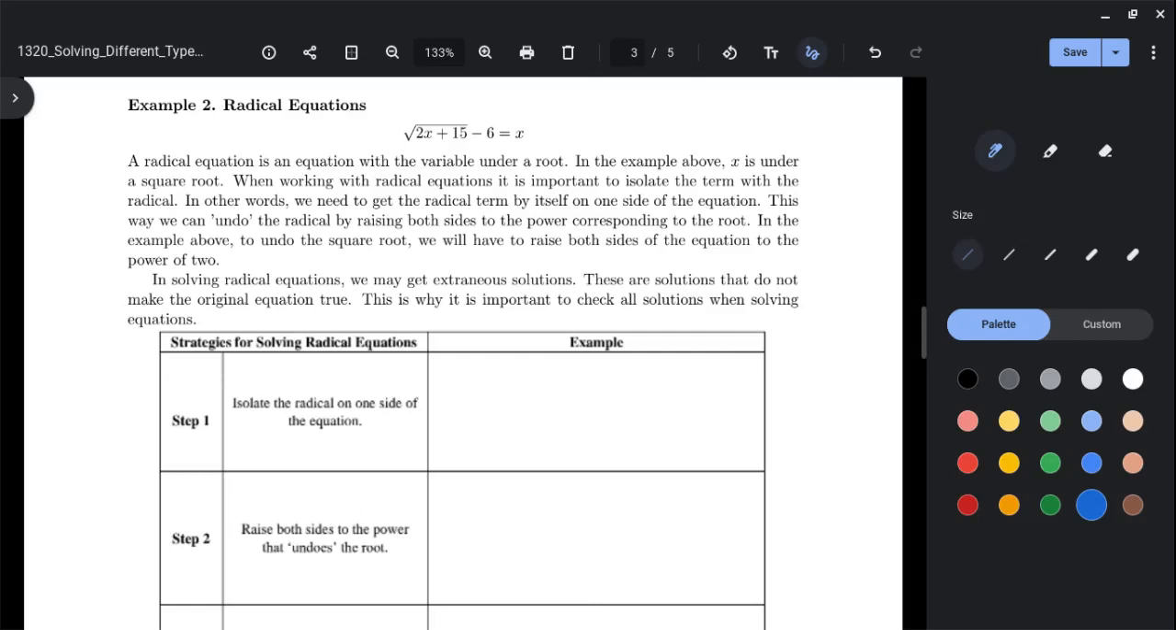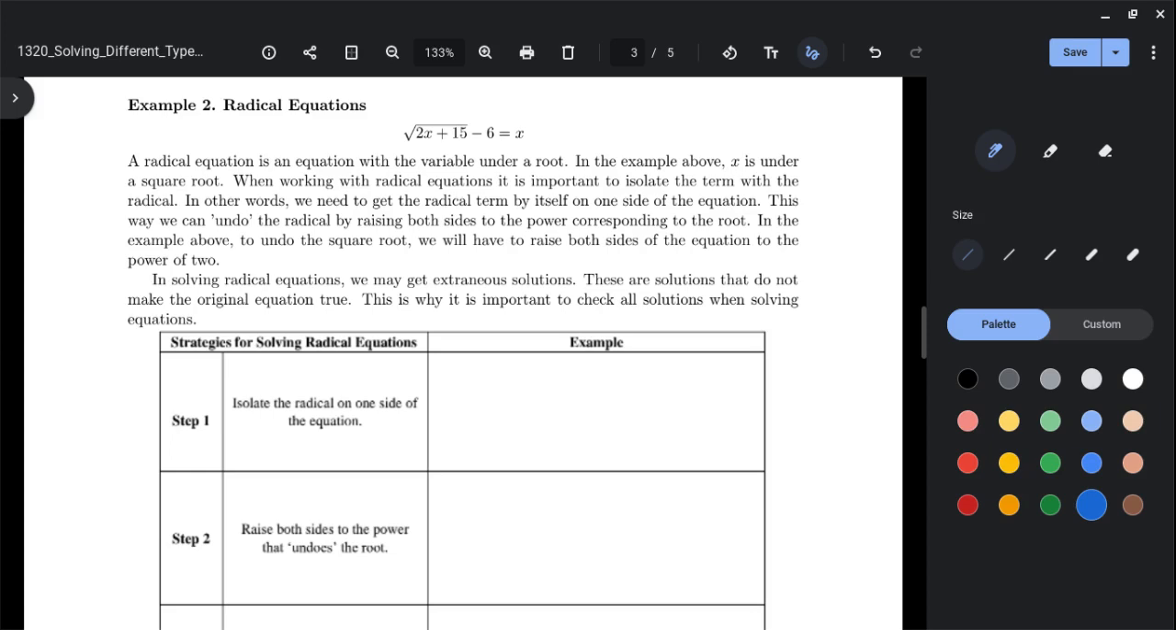Hi everyone. In this video, we're going to look at how we can go about solving radical equations. So quick reminder, radical equations are any equations where our variable, in this case x, is found under a radical or a root. Remember, those two words are interchangeable.